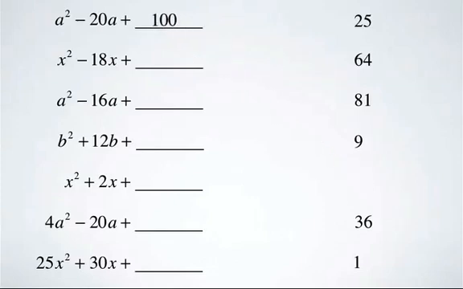100 goes here. This 20 is divided by 2 and divided by the coefficient in front of the a, which is 1. So 20 divided by 2 divided by 1 is 10. Times 10 is 100.